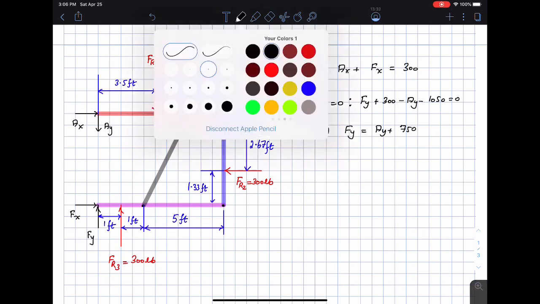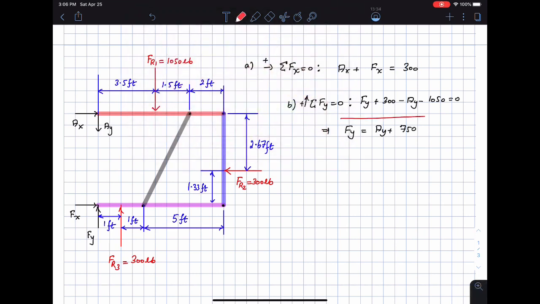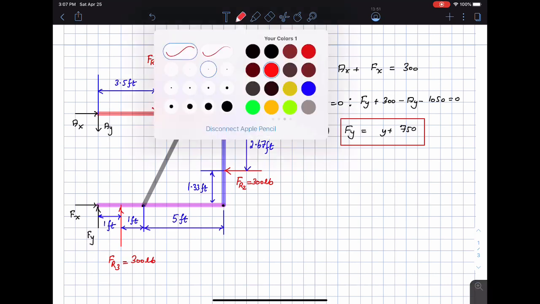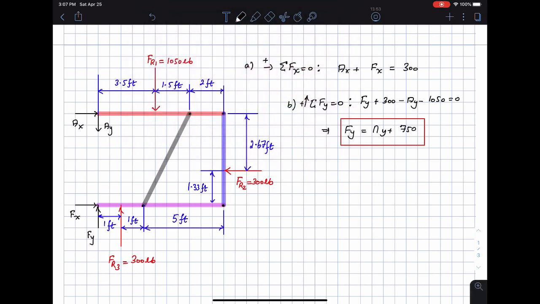I just want to put a box on these things. So here is one situation. Let me duplicate that, and I'll be bringing this again towards the end of the problem. I'm just going to write this as ay properly. So this is ay plus 750.